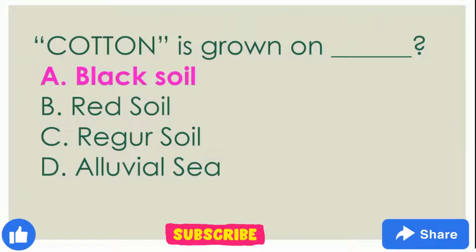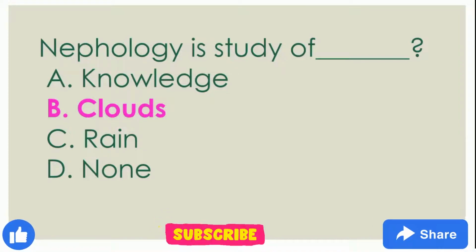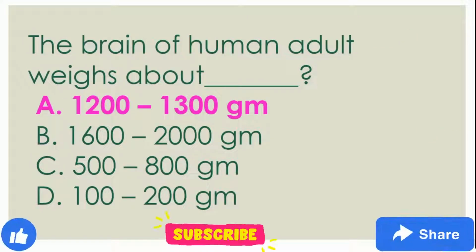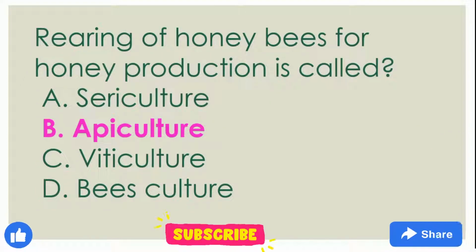Cotton is grown on black soil. Nephology is the study of clouds. Tetanus is caused by Clostridium. The brain of a human adult weighs about 1200 to 1300 grams. Rearing of honeybees for honey production is called apiculture.